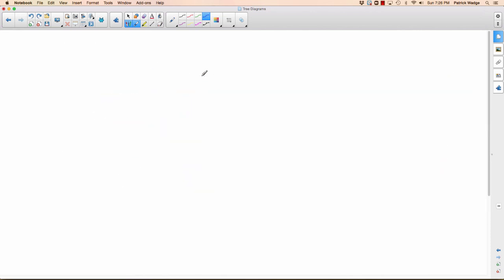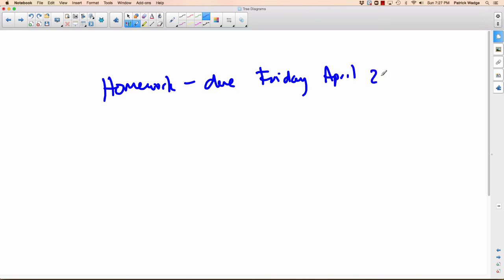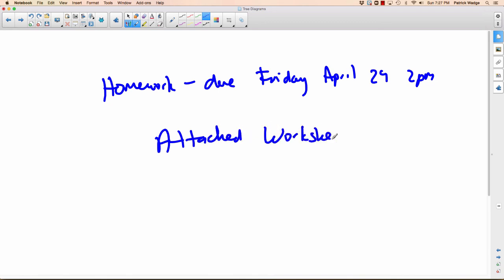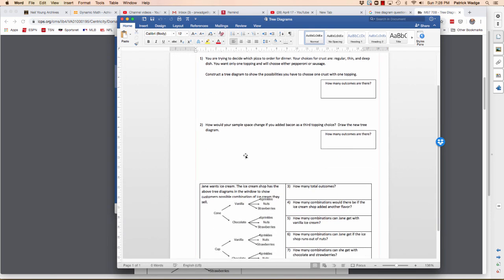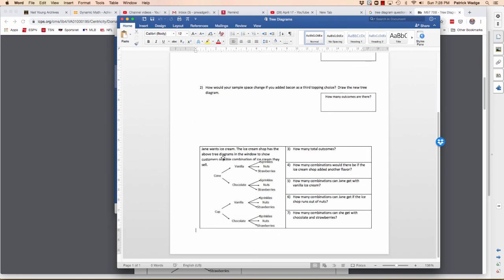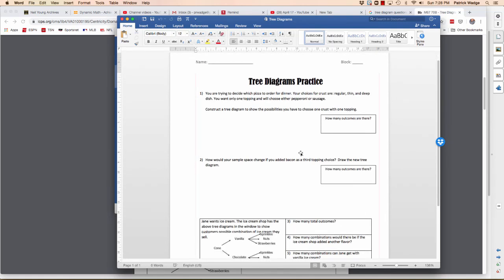Okay, I'm going to give you a pretty small assignment here. Your homework, which is due Friday, April 24th at 2 p.m., is an attached worksheet, which I will put in the Teams assignments tab. It looks like this. So you're making a tree diagram here. You're making a different tree diagram here, even though it's related to the first one. So you're making 2 tree diagrams, and then there's one already drawn for you, and you're answering some questions. Okay, so that's it. That's the whole homework assignment due on Friday.